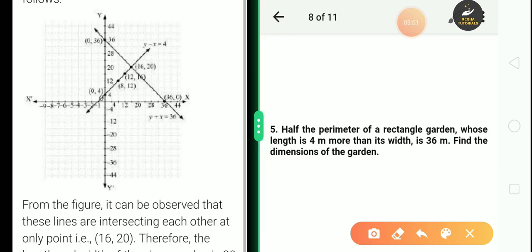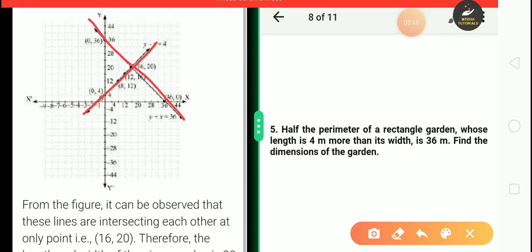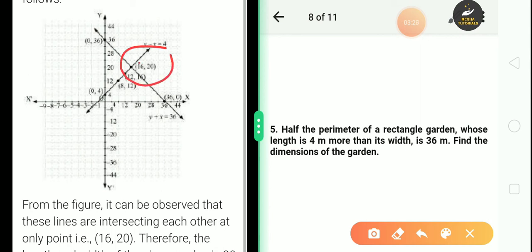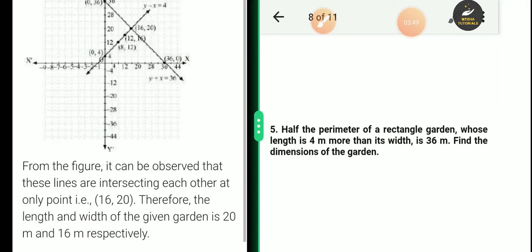First draw a proper Cartesian plane using x and y axis and a proper scale. Then if you observe, this line represents the equation y minus x is equal to 4, and this line represents the equation y plus x is equal to 36. The point of intersection for these two lines is here. Coordinates of this point are 16, 20. Therefore x is equal to 16 and y is equal to 20. Therefore the length and the width of the given garden are 20 meter and 16 meter respectively. So this is the final solution.